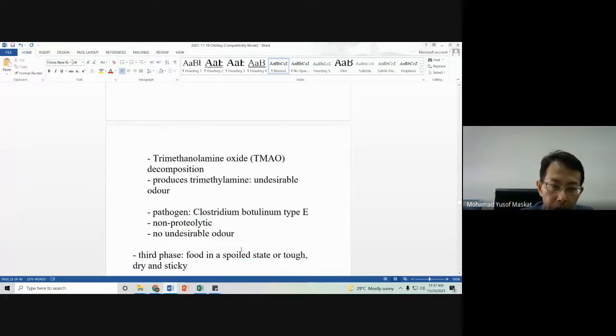Another important chemical is what we call TMAO, trimethylamine oxide. This will also undergo decomposition and produce trimethylamine, which is the undesirable odor. So one method to chemically analyze to what extent seafood degradation has occurred is to measure the trimethylamine.